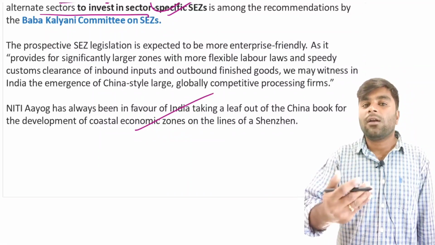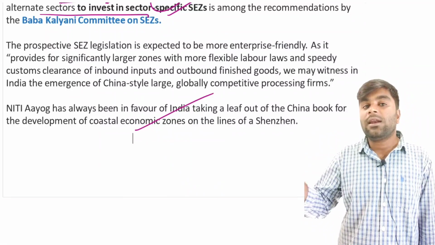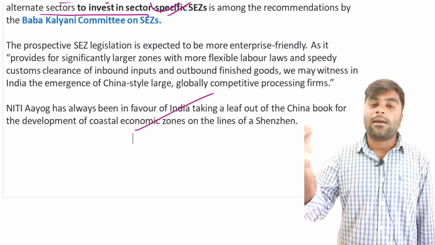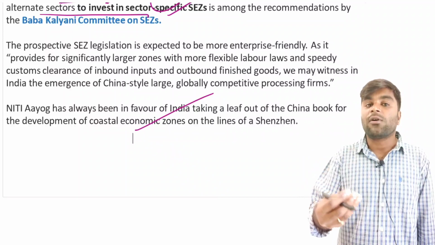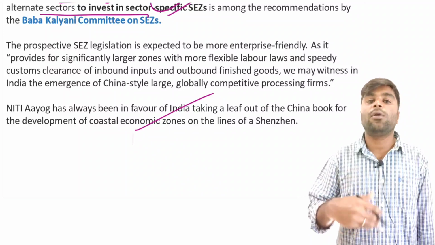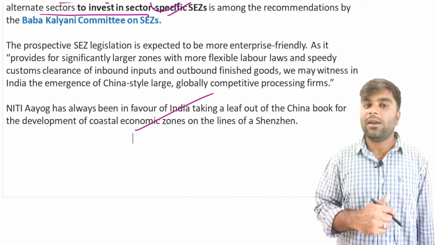Remember, when you are giving the conclusion and way forward, mentioning the names of the committees and recommendations given by the experts in your main answers is very much important. They are going to add value to your answers, right?